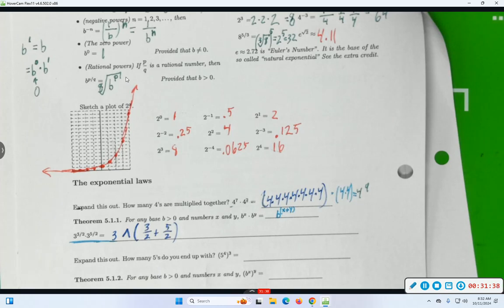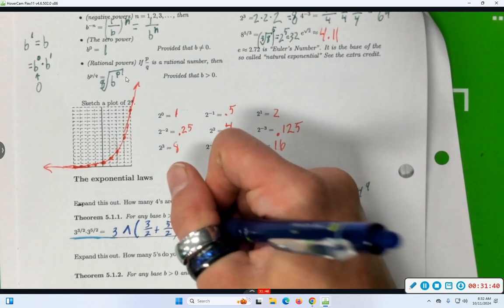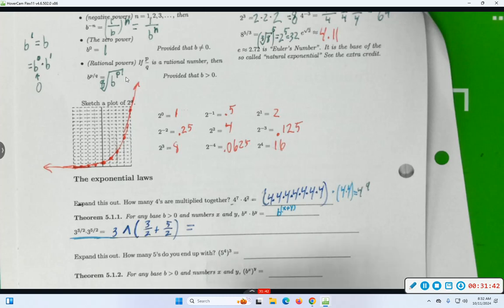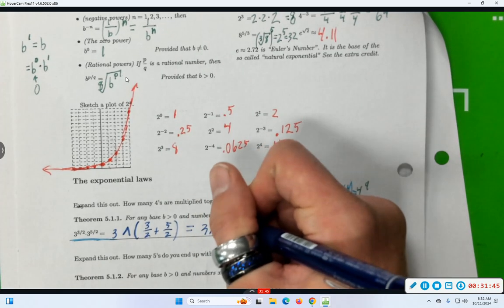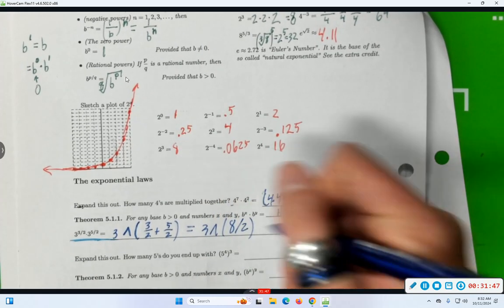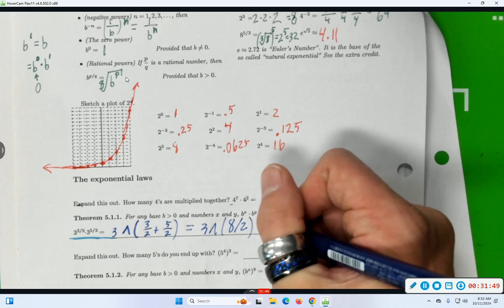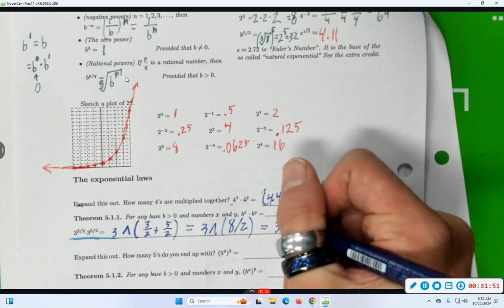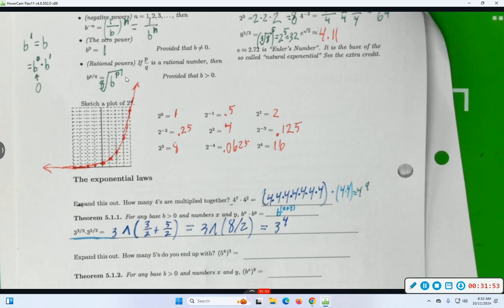Can it get simplified even further? Because what is 3 halves plus 5 halves? 8 over 2. That's 3 raised to the 8 over 2. And what is 8 over 2? Nice. So it's 3 raised to the power of 4. Now it's not a very big number in the exponent, and it's an integer. So we can just compute that by multiplying 3 by itself 4 times.